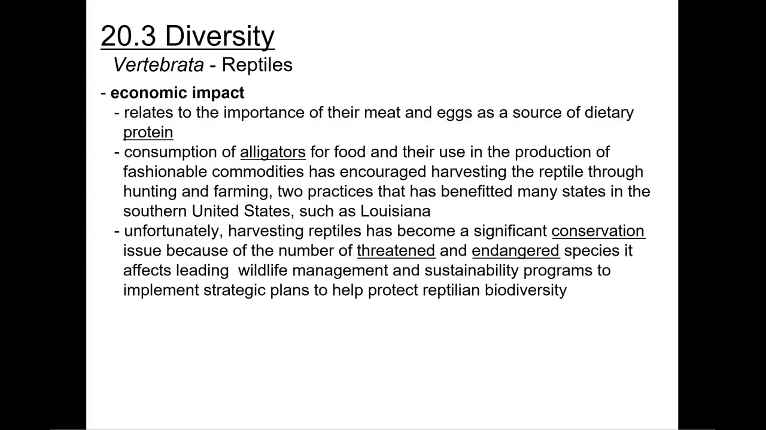Now, in these areas that often hunt them, they do have to go in, they have to be licensed, and they usually have to purchase a certain number of tags, and they have to tag each one of these reptiles as they capture them. That helps with overhunting and helps to keep their numbers in check so we don't overhunt.